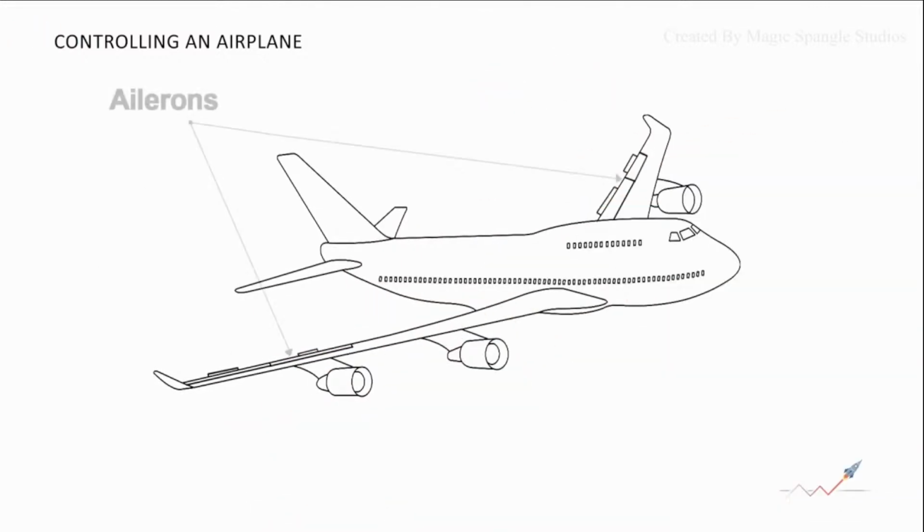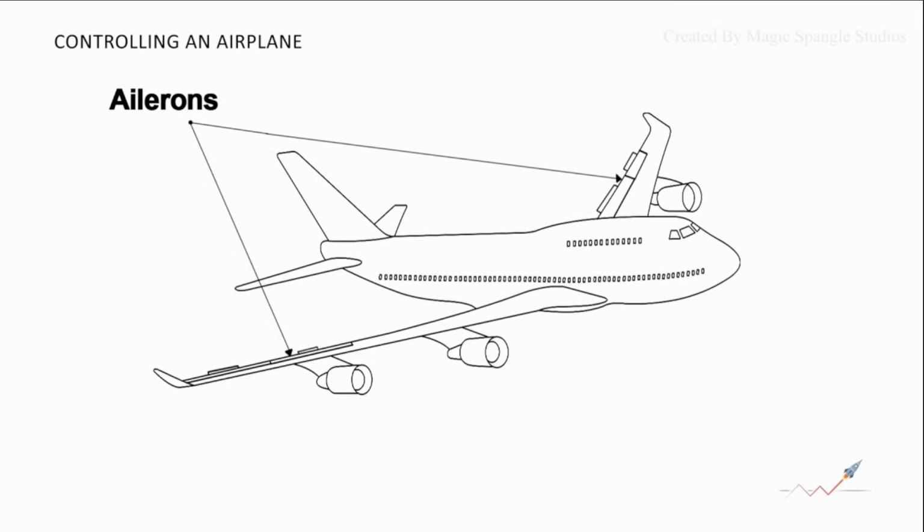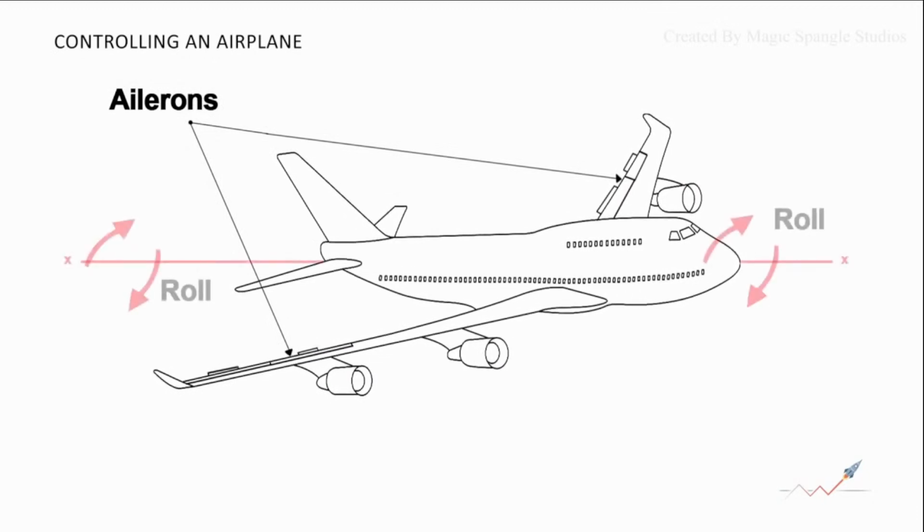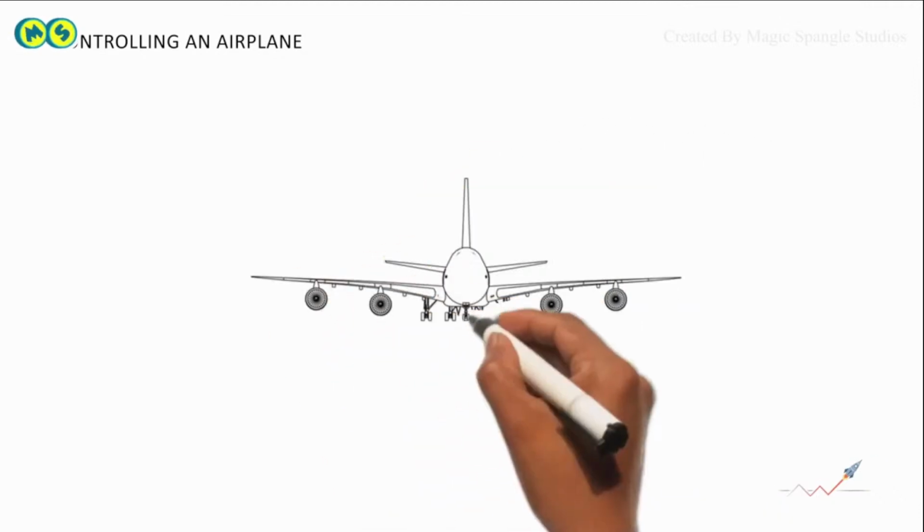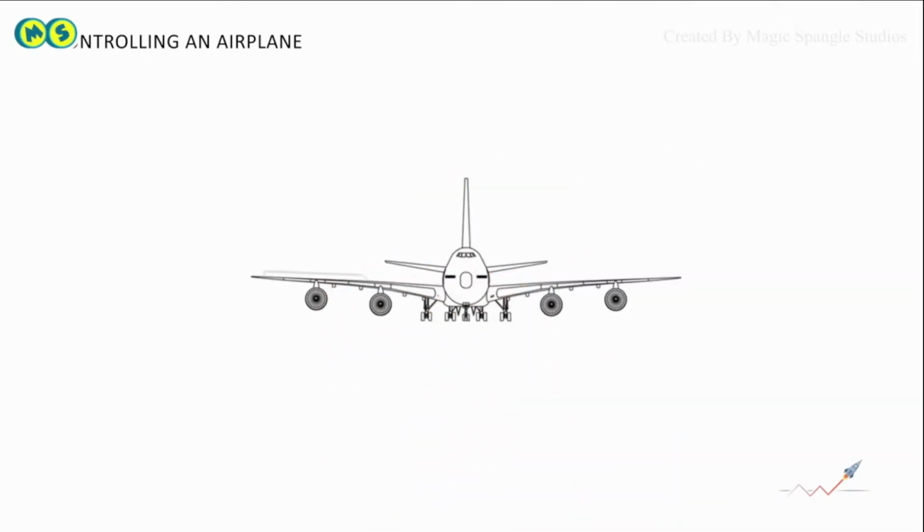Ailerons are located on the tips of each wing. Ailerons can be used to generate a rolling motion for an aircraft. Ailerons usually work in opposition. If the right aileron is deflected upward, then the left is deflected downward, and vice versa.